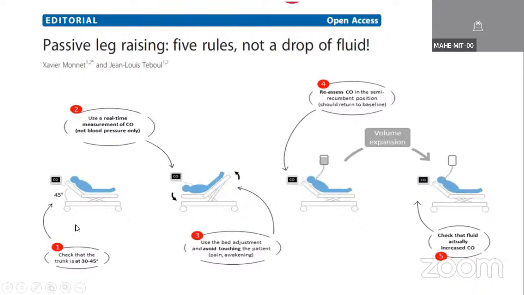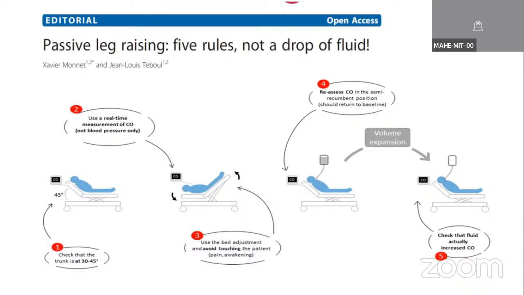First, you have to make sure that the patient is in a semi-recumbent position with the trunk at 30 to 45 degrees head up, and you need to use a real-time cardiac output measurement. With the help of bed adjustment, avoiding touching the patient, we give a head down and leg up position, and we assess the changes in the cardiac output. From this position, we again shift the patient back to the semi-recumbent position, meaning the patient should return to the baseline.